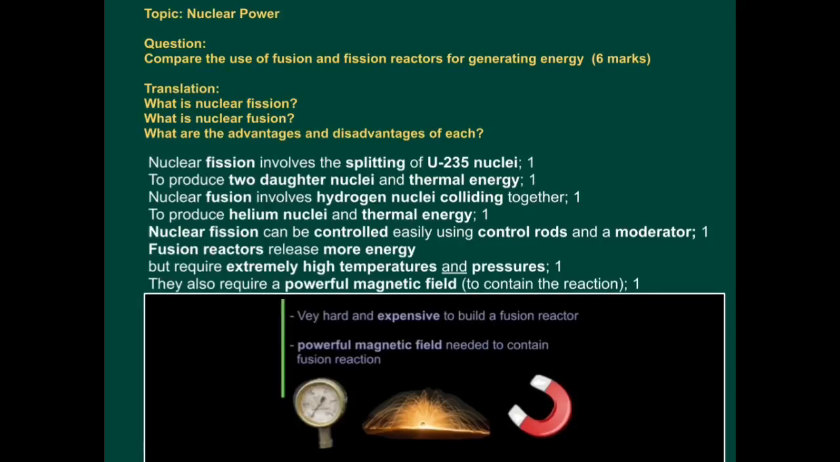I don't need to say the same sort of thing for nuclear fission, because by saying this one requires high temperatures and pressures, it implies the other one does not. By saying this one requires a magnetic field, I am implying the other one does not. You don't have to write necessarily every single sentence down to get full marks, but this gives you a complete answer.